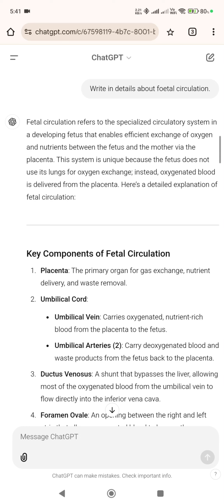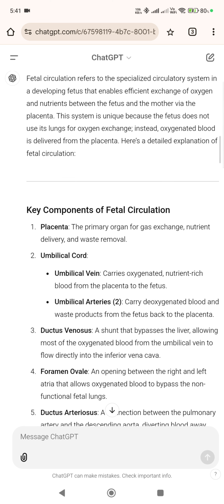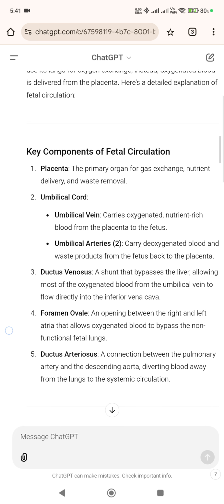Fetal circulation refers to the specialized circulatory system in a developing fetus that enables efficient exchange of oxygen and nutrients between the fetus and the mother via the placenta. This system is unique because the fetus does not use its lungs for oxygen exchange. Instead, oxygenated blood is delivered from the placenta. Here's a detailed explanation of fetal circulation.